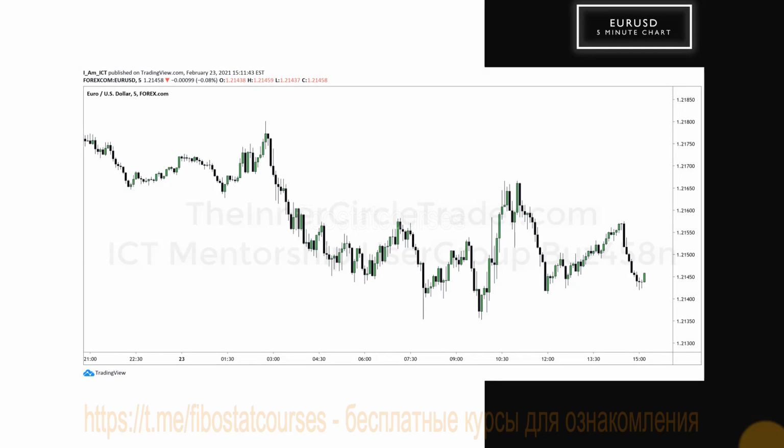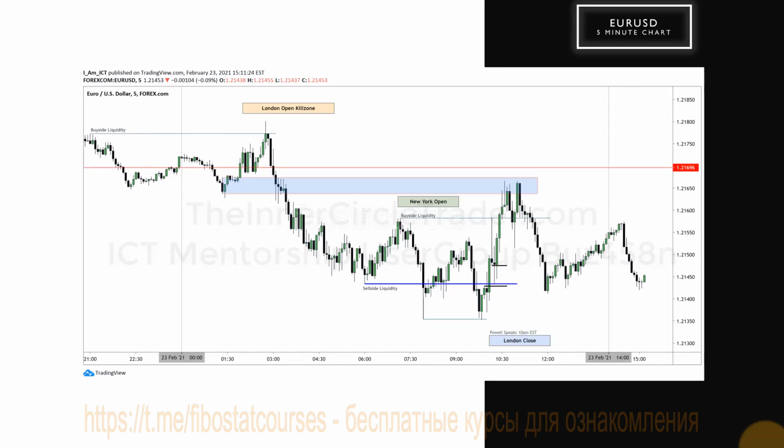All right, here's the 5-minute chart for Euro Dollar. We had a buy side liquidity pool over here, rallied up into that, broke lower, created a breaker here. We'll talk about that later in the video.